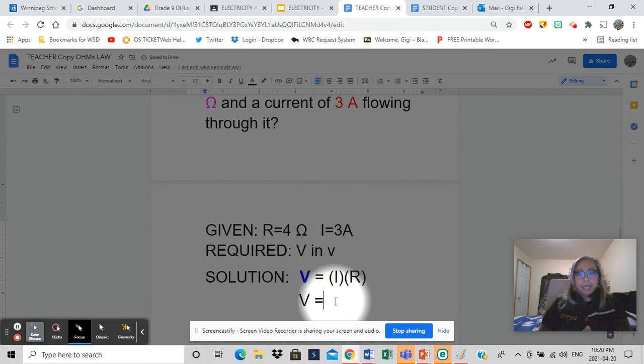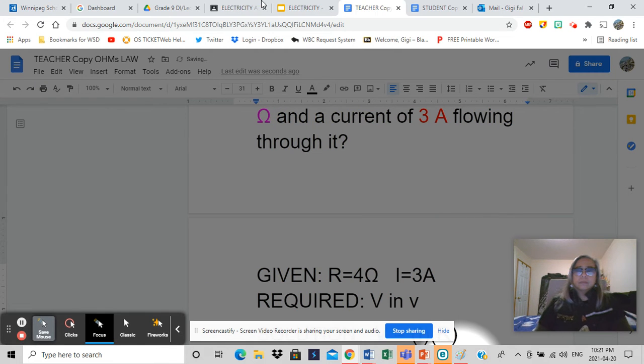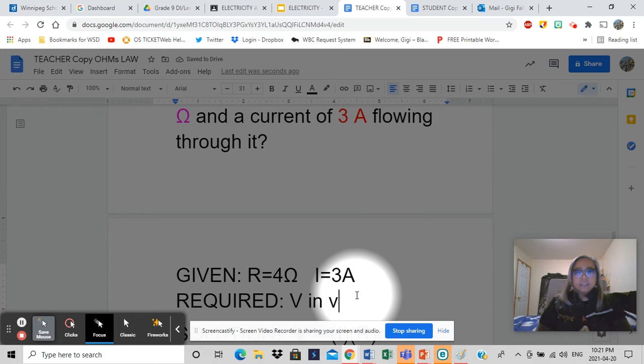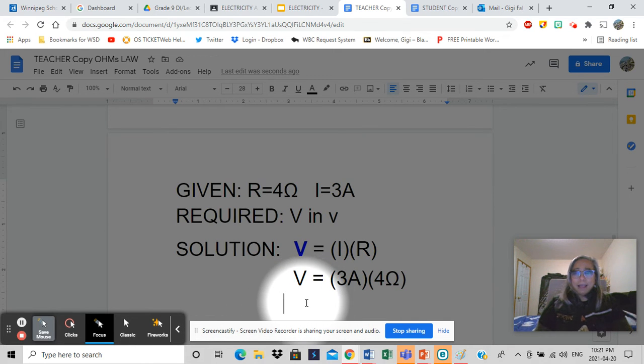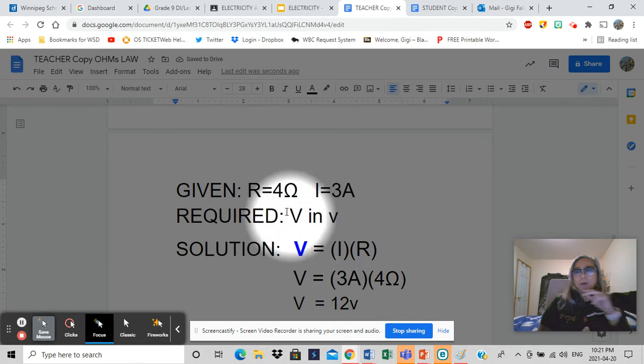What is I? Oh, you have 3A. So you say there, 3A multiplied by what? What is R? So you have here 4. What is this symbol again? Ohm. So let me just copy that. So I need to just use that one, okay? You need a calculator? Come on, guys. You can easily do this without the calculator now, right? Because you have what? 3 times 4? Yes, that would be 12. And what's the unit for voltage? It would be a small v. There you go for number 2.